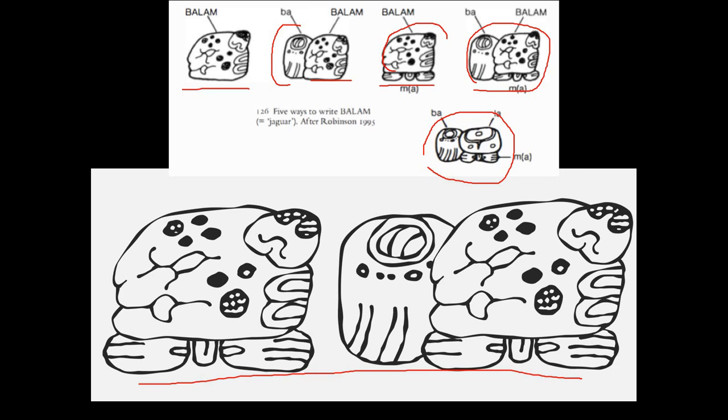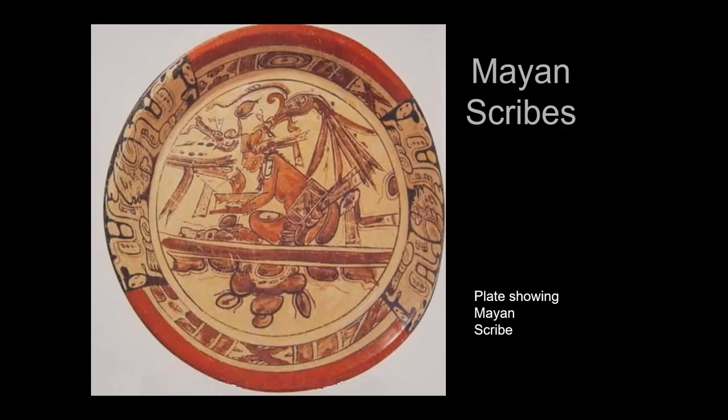And it not only differs from city to city because they have different dialects and different scripts, it also differs from scribe to scribe. It gives the scribe an enormous amount of freedom, which probably explains why scribes are so prominent. When we see scribes, they are always depicted as elites, as nobles.